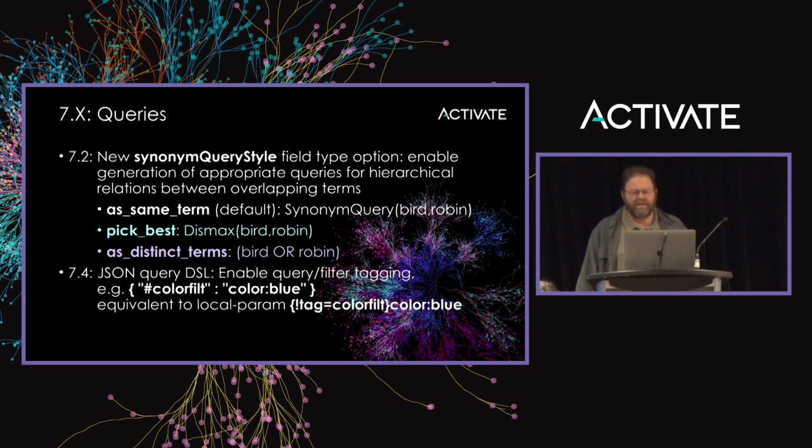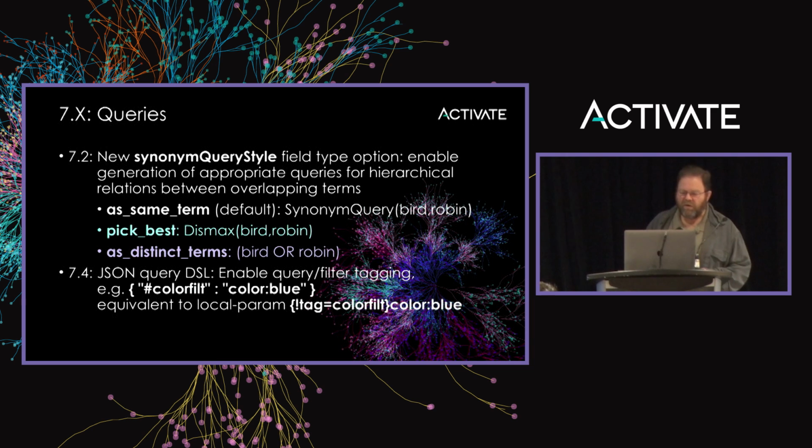If you specify as same term, this preserves the behavior that's current now, the default. A synonym query is produced at query time, so if for example you query for robin, you will get both bird and robin overlapping terms. But you could also choose as distinct terms to get back the old behavior of bird or robin, or produce a dismax so that the term that's the most specific will be chosen for the query.